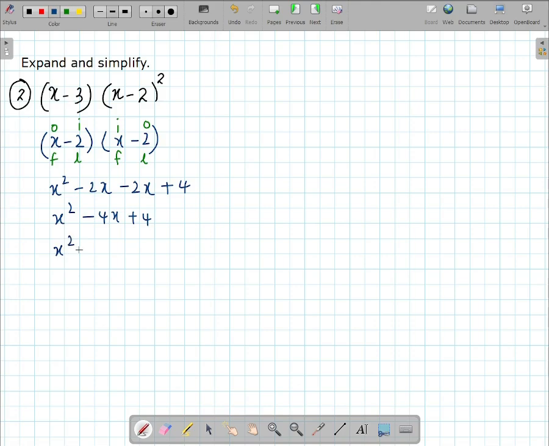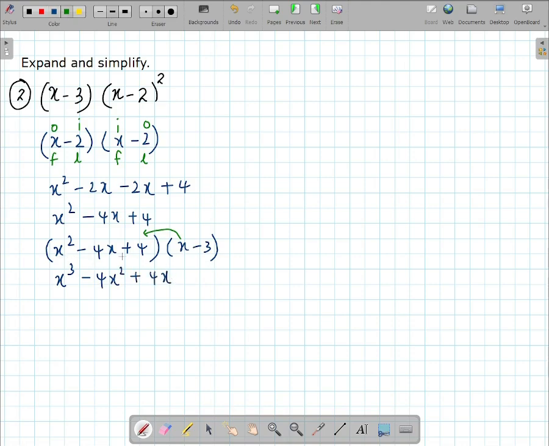x to the power 2 minus 4x plus 4 times x minus 3. So I'm going to multiply entire bracket by x. x times x to the power 2, that is x to the power 3. x times minus 4x, minus 4x squared. x times 4, that is 4x.